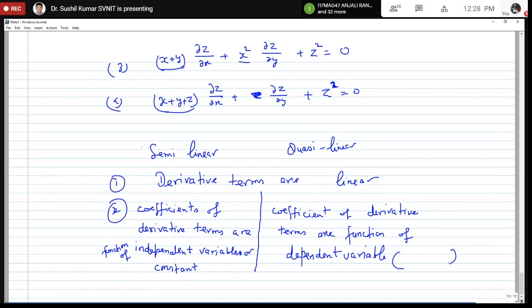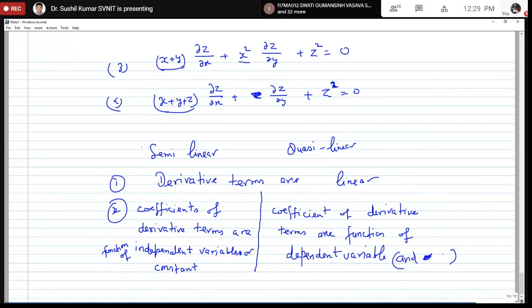See, if it is a function of the dependent variable, then there may be constants and independent variables also. In this case, this coefficient has z as well as x and y. So this coefficient must have the dependent variable; then it will be quasi-linear. In semi-linear, these coefficients are functions of independent variables only or constant. But in quasi-linear, this coefficient will be a function of the dependent variable.